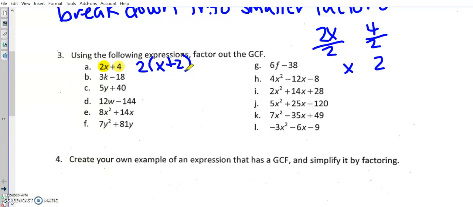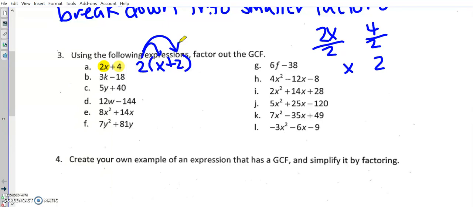Okay? The reason I wrote that is our greatest common factor doesn't go anywhere. We bring it out to the front, and it made our expression a smaller one and left me with x plus 2. But I've got to be able to multiply those back out, or distribute, and get what I started with. I should. 2 times x would give me 2x, and 2 times 2 would give me 4.